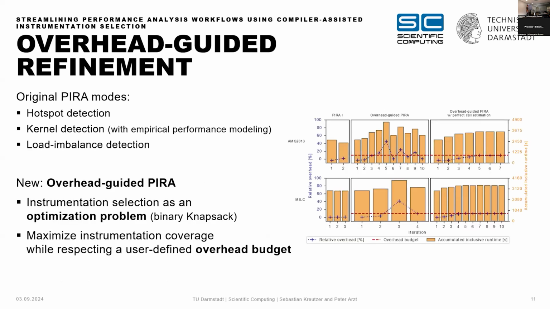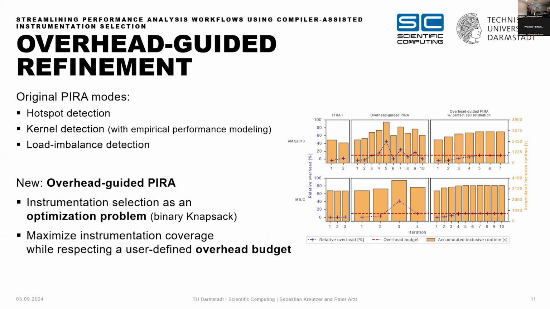So far, PIRA had three modes of operation. It all started with just hotspot detection, to find parts of the application that consume the most runtime. PIRA also supports kernel detection, filtering out functions based on their scaling behavior, which actually uses Extra-P. And there's also a load imbalance detection mode in PIRA to find those.